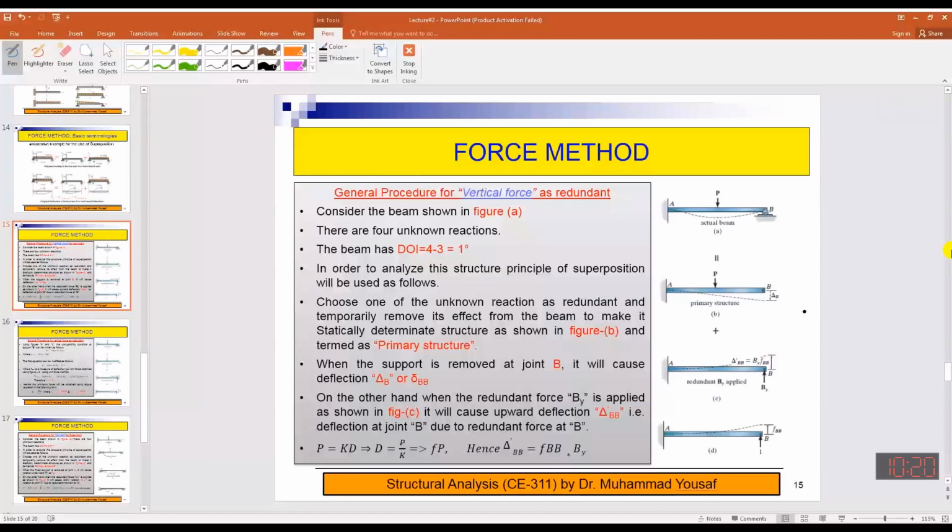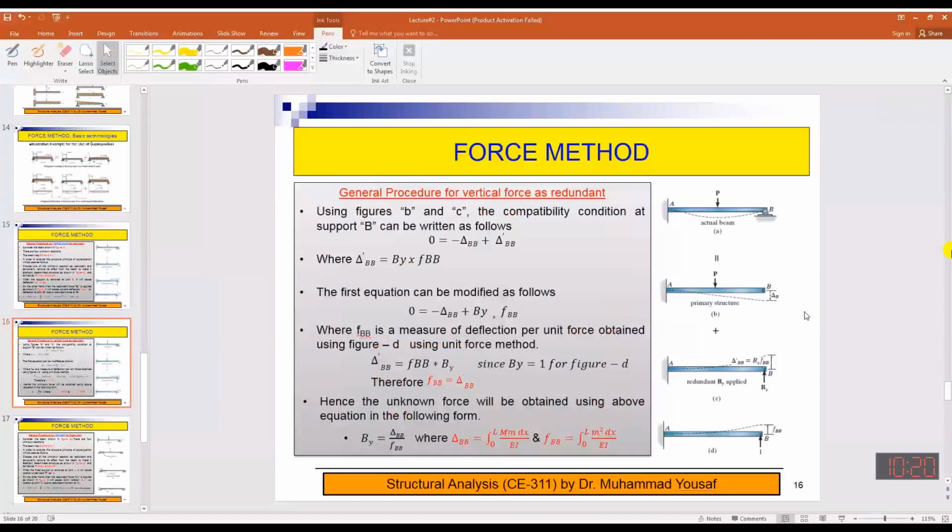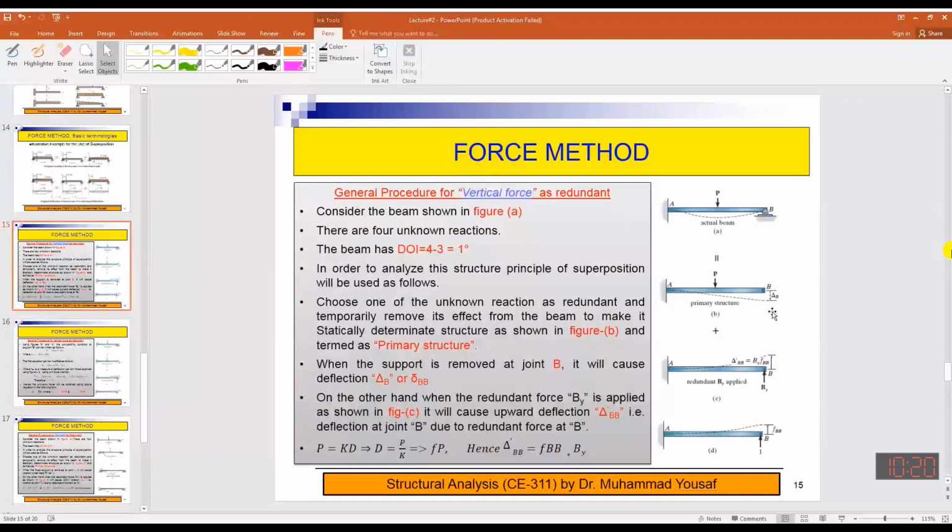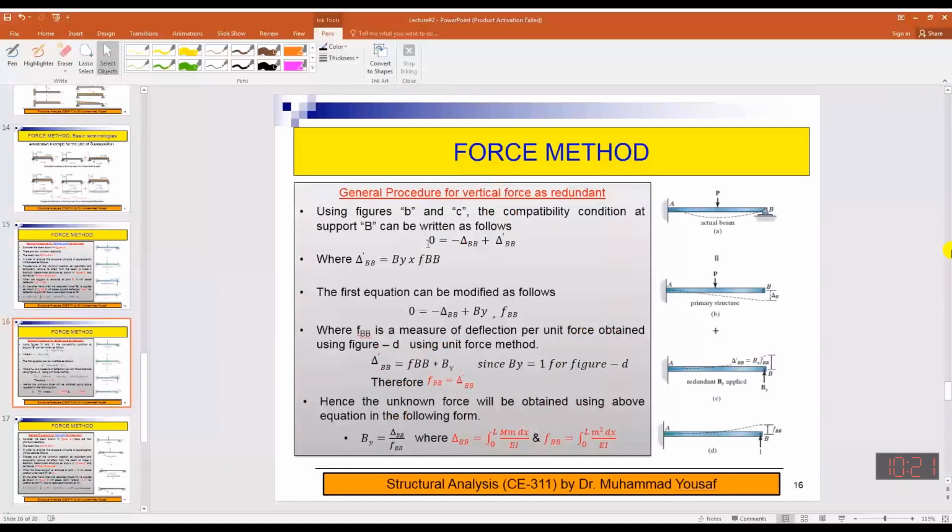Similarly, this way you can see this is minus, because that was downward displacement. In this case, this is downward, so it is negative. It is upward, so it is positive. So when you will be adding up, the result should be 0. Okay. Now, if I replace this delta dash BB, it will be equal to BY, the force, into flexibility.